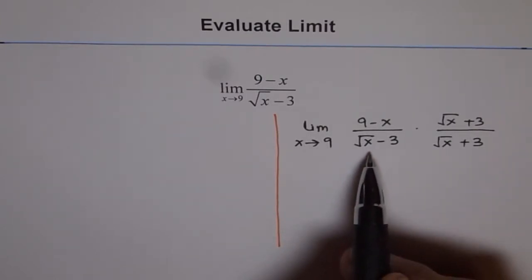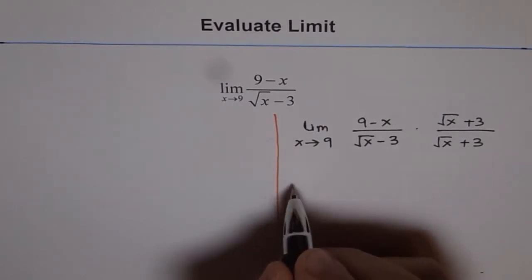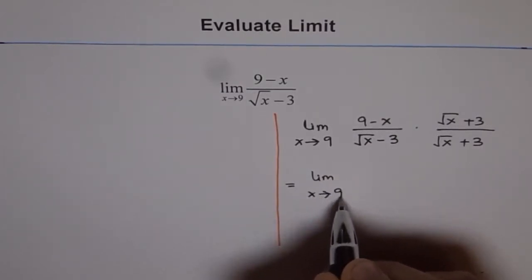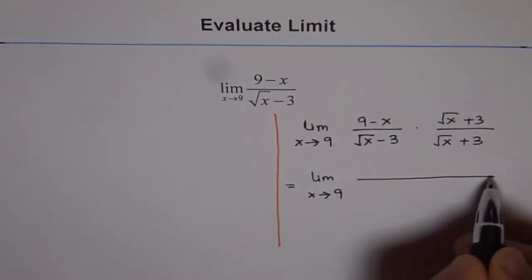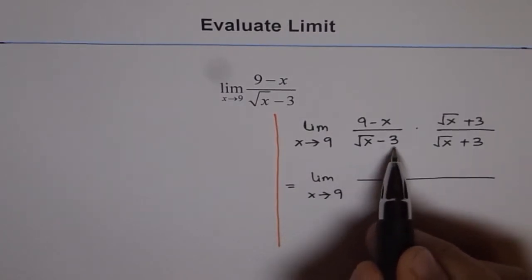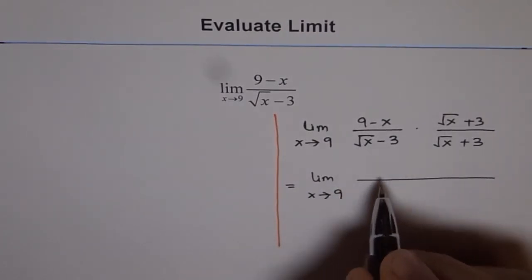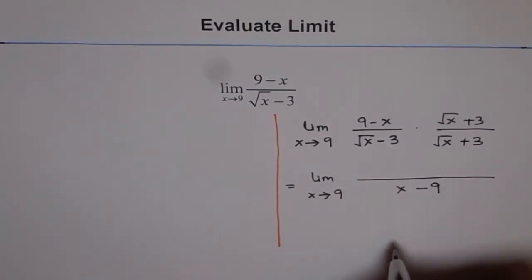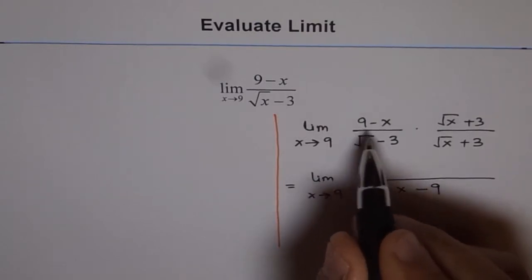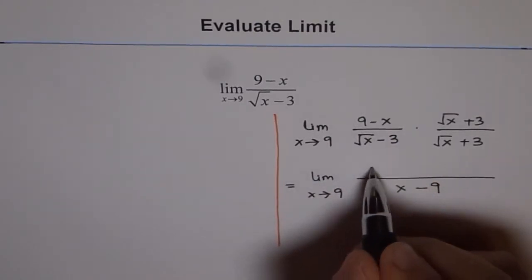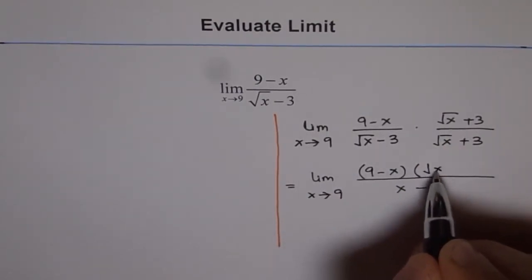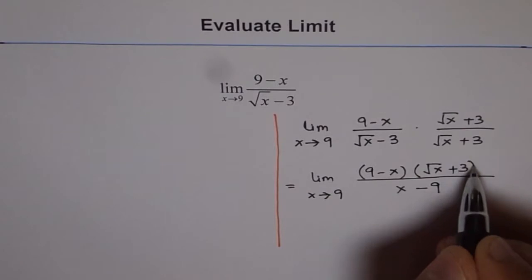This gives us a difference of squares, right? This is like (a plus b) times (a minus b). So we get the limit as x approaches 9. In the denominator, we get a square minus b square: the square of square root x is x, minus 3 square, which is minus 9. And in the numerator, we have two factors: one is 9 minus x, and the other one is square root x plus 3.